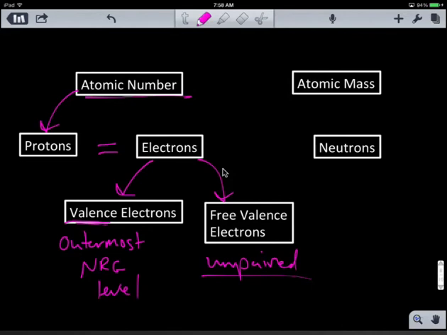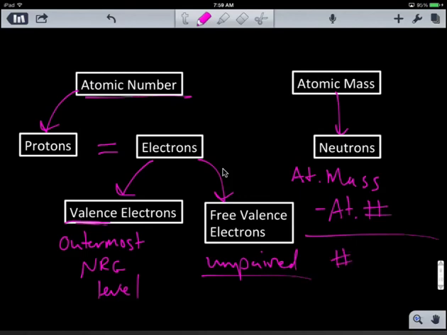Valence electrons. Now the atomic mass, what a chemist might use that for, if you're in my class, you're going to use this to find the neutrons. And in order to do that, you subtract the atomic mass. I'm going to abbreviate. The atomic number. Now that symbol means number, not hashtag, for those of you that know things. You subtract those and you get the number of neutrons.